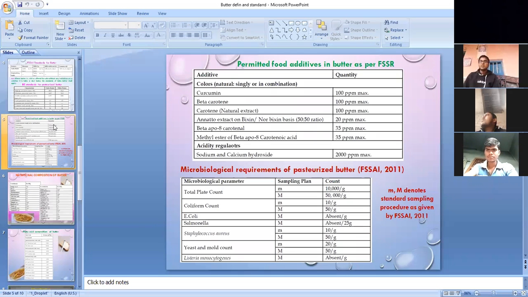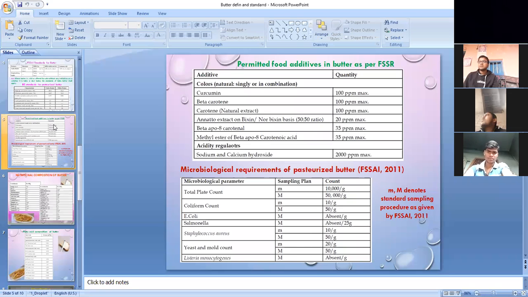Similarly, when we see the microbial requirement of the pasteurized butter, here we have already mentioned all the specifications laid down by the FSSAI. So let us briefly discuss this. The total plate count in butter should be not more than 10,000 per gram. Similarly, these are the different procedures. M denotes the standard sampling procedure as given by the FSSAI.